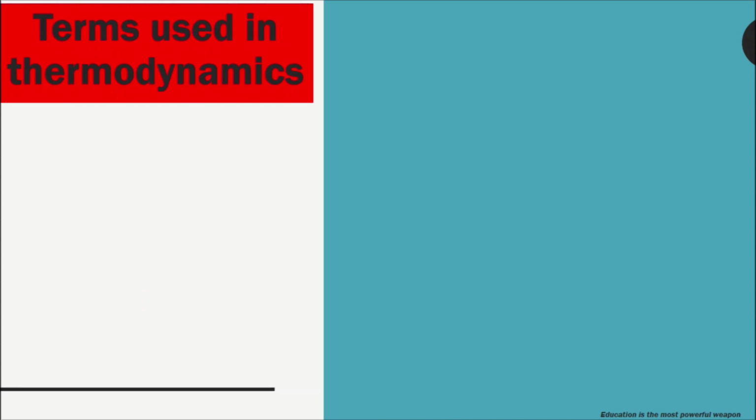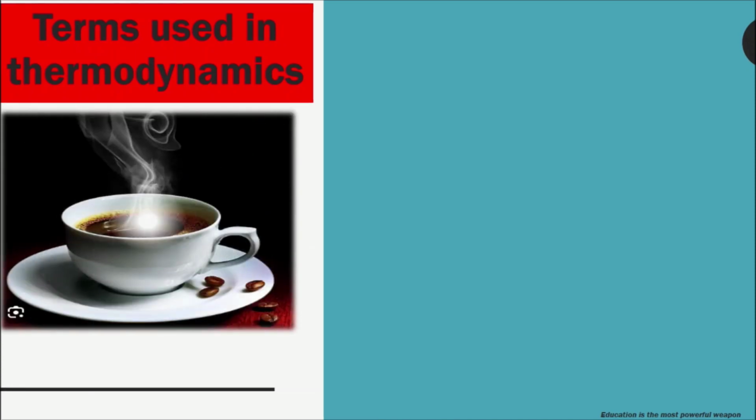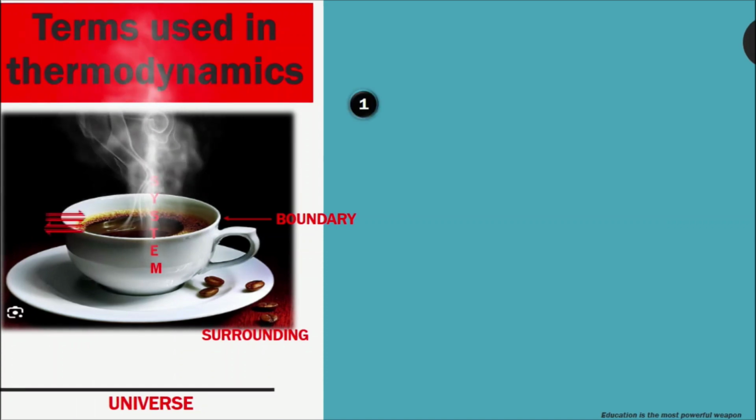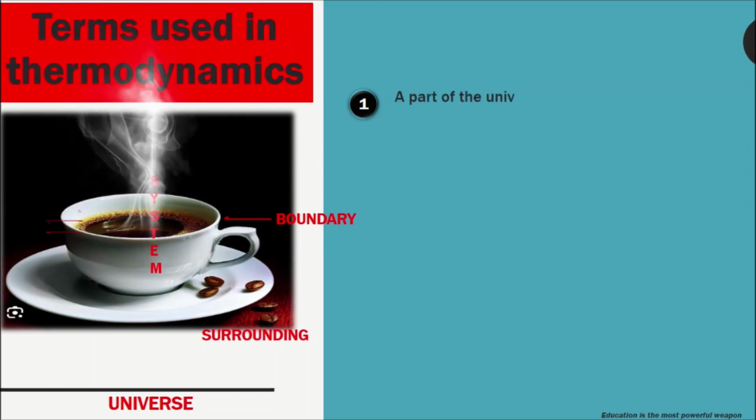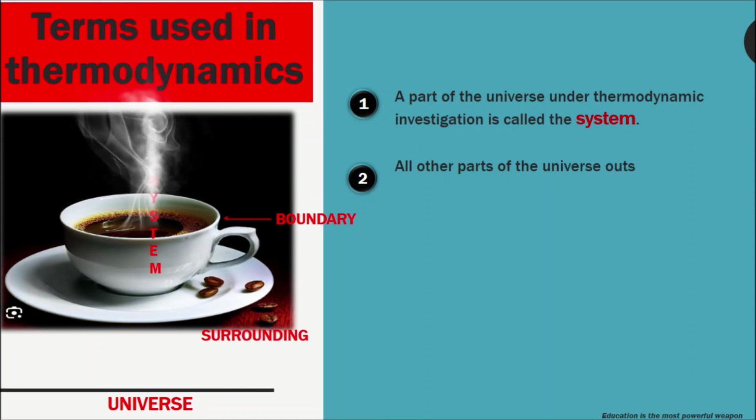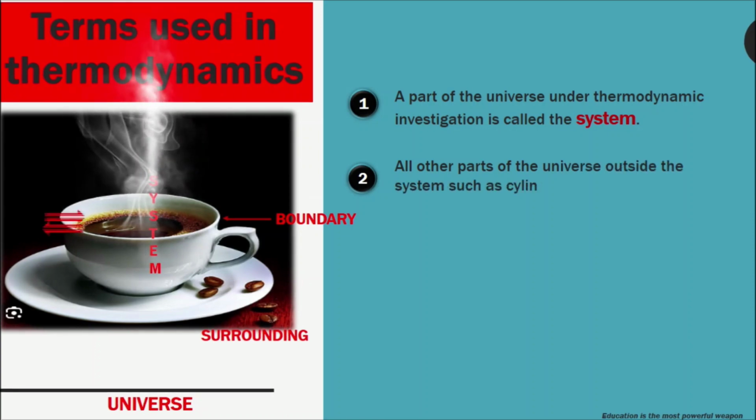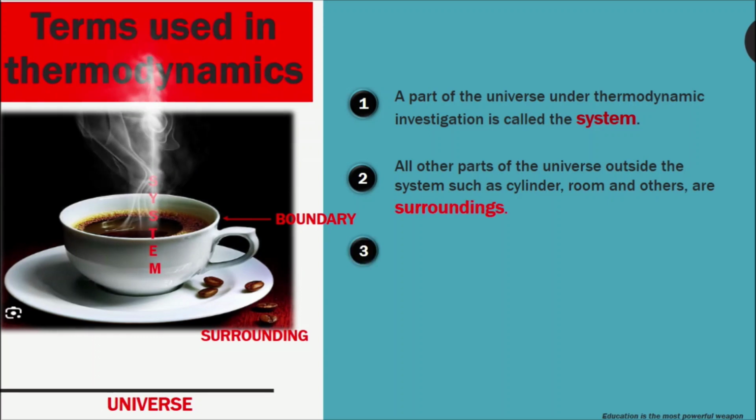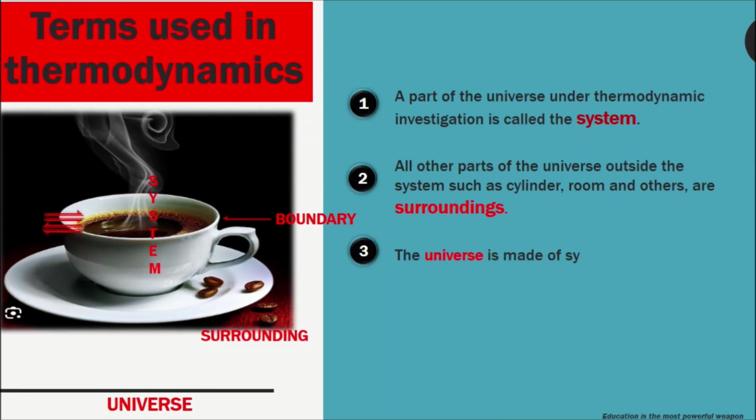Let's see the terms used in thermodynamics. There are three main terms that we use in thermodynamics, namely system, surrounding, universe. First, system. A part of the universe under thermodynamic investigation is called the system. Second, all other parts of the universe outside the system, such as a cylinder, room and others, are surrounding. Third, the universe is made up of system plus surroundings.